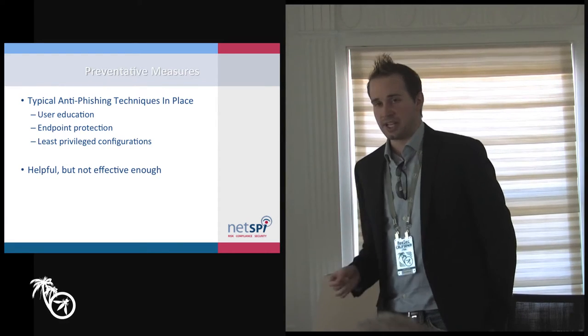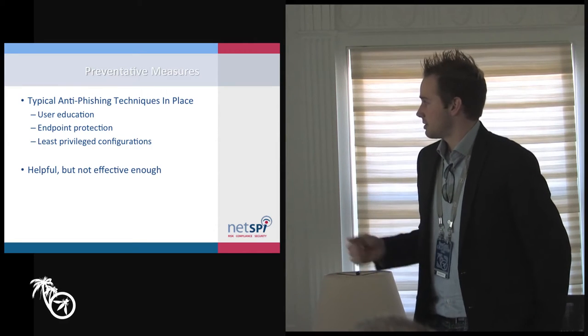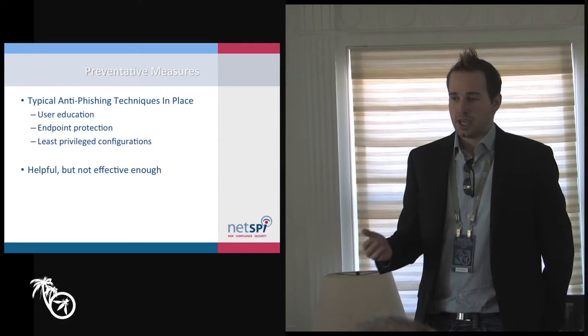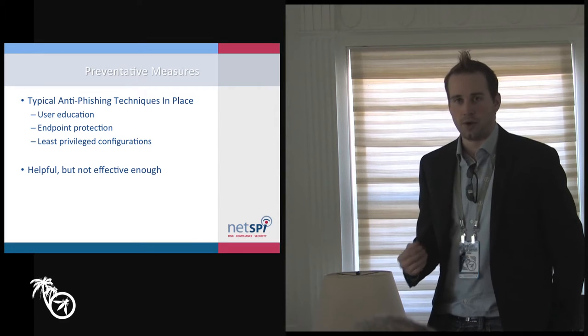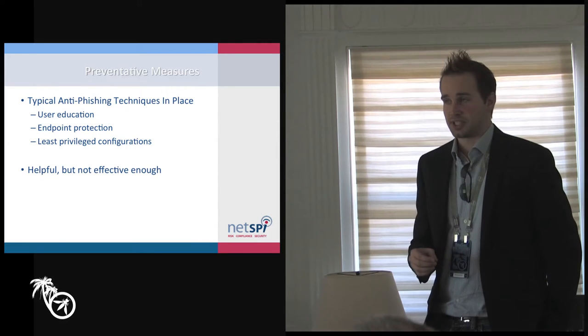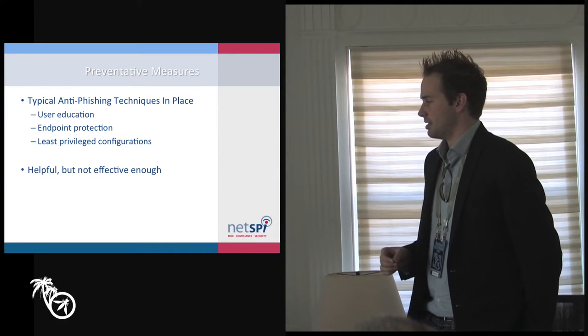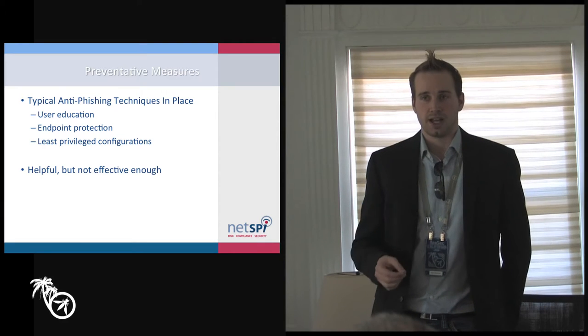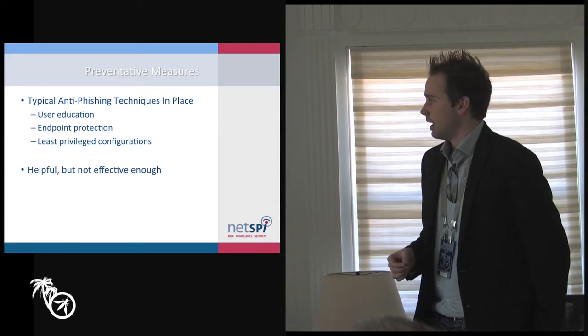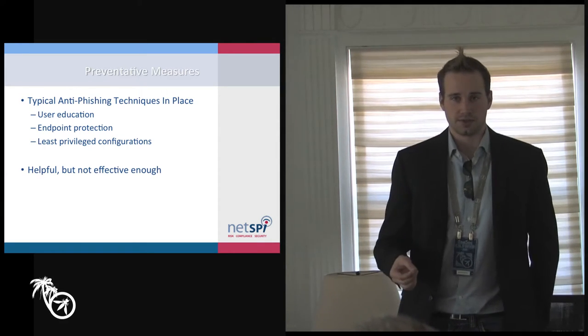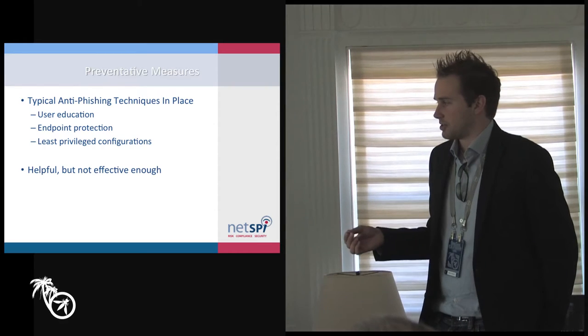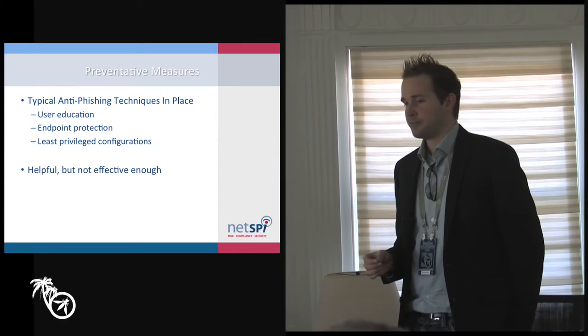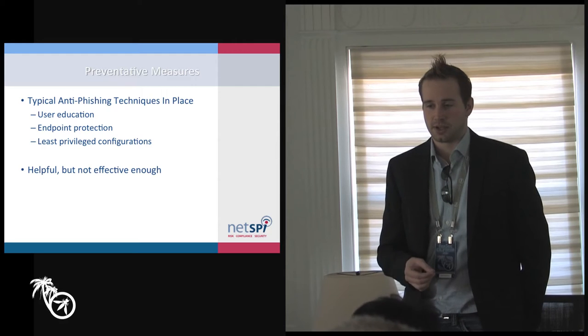Another one's endpoint protection. Antivirus, having that on your box, helps with known malicious executables. But once again, the signatures for these files or for these payloads lag behind their actual usage. And that's just a part of AV. Another part of AV, though, is heuristics.